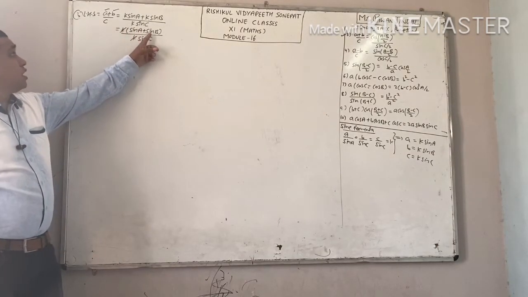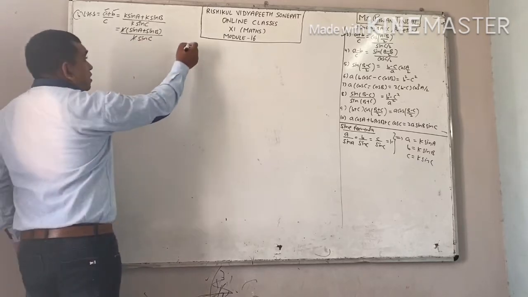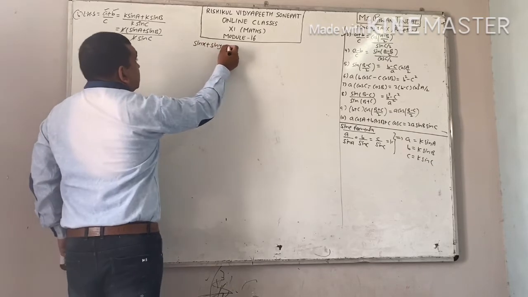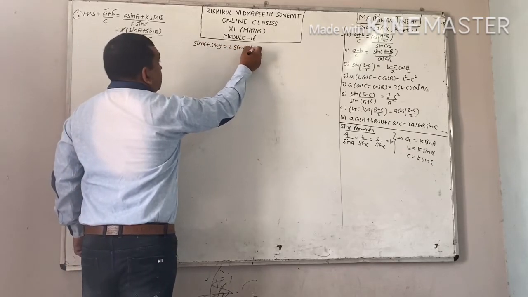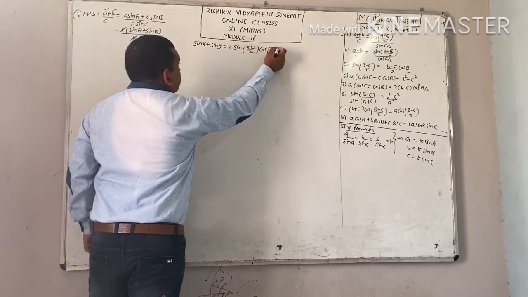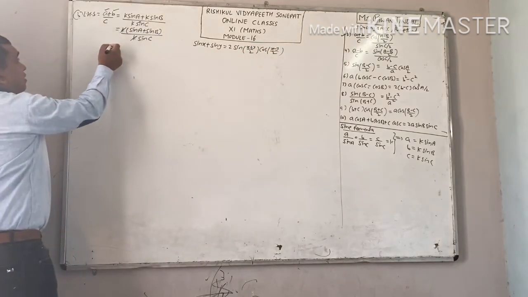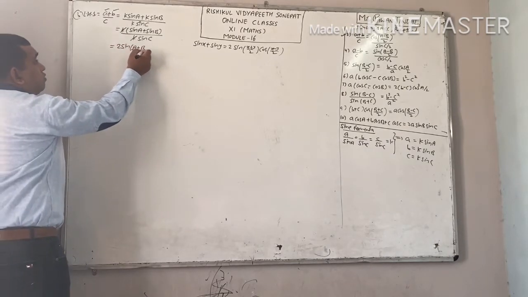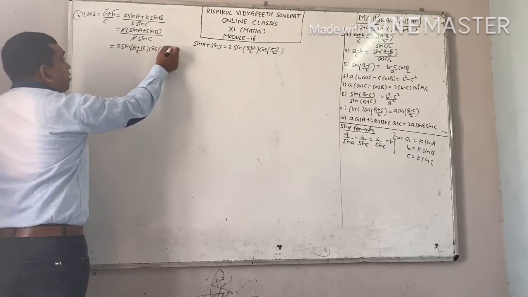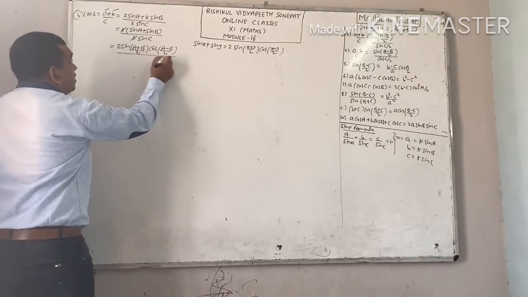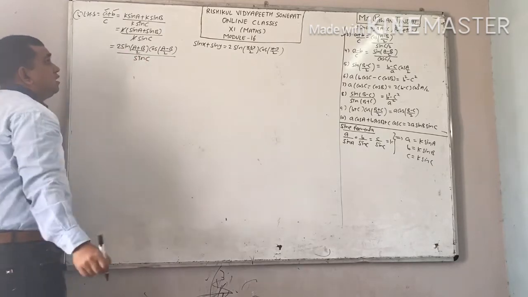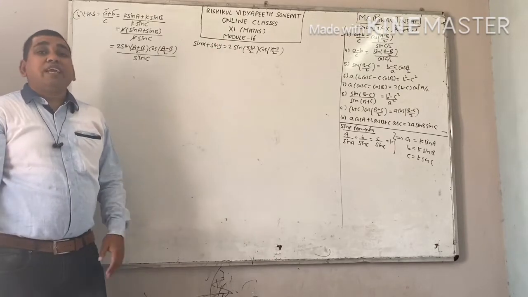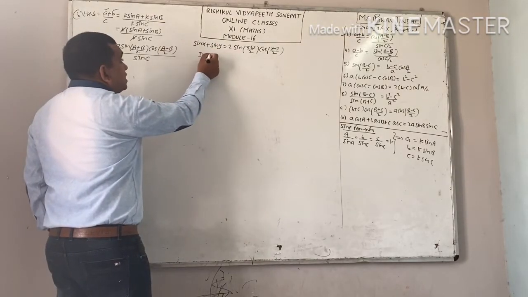And here two terms of sine are in plus. You can apply the formula sine x plus sine y. The formula of sine x plus sine y is 2 sine((x plus y) by 2) into cos((x minus y) by 2). Apply it here. You will get 2 sine((a plus b) by 2) into cos((a minus b) by 2) whole divided by sine c.